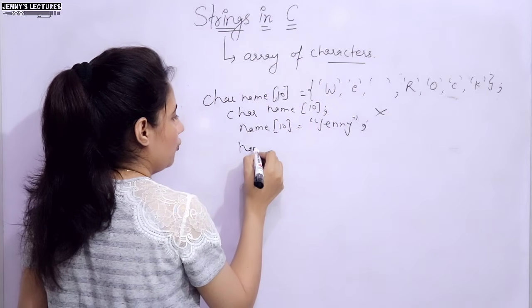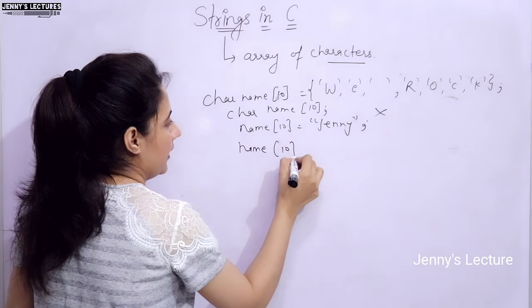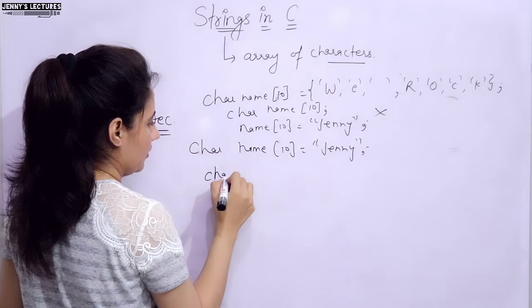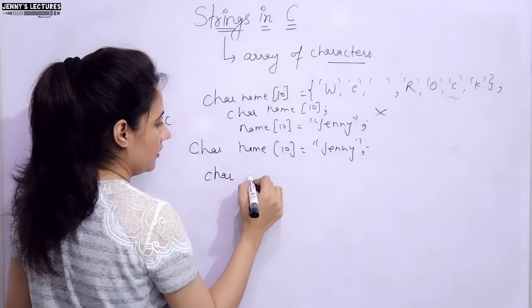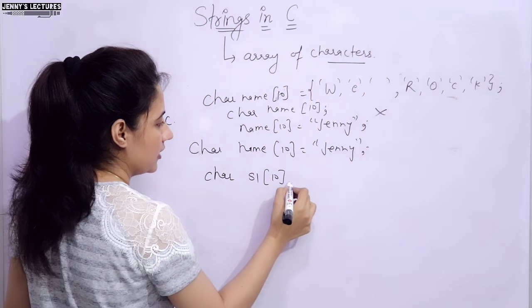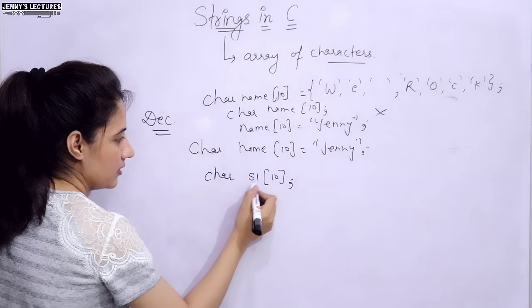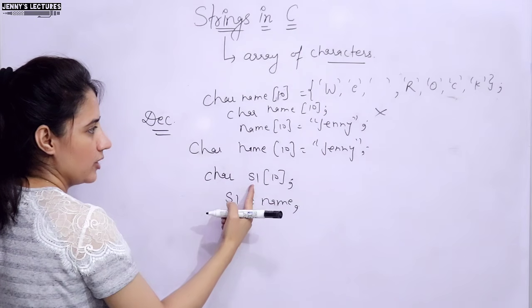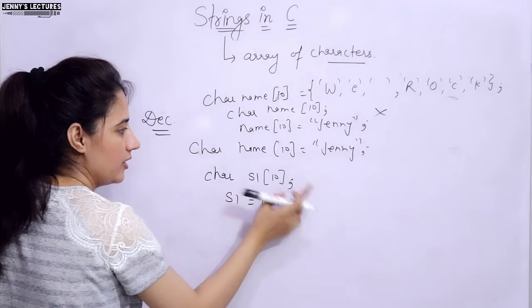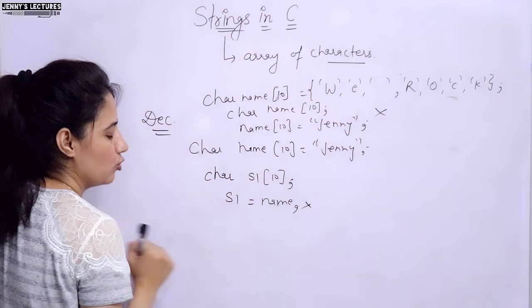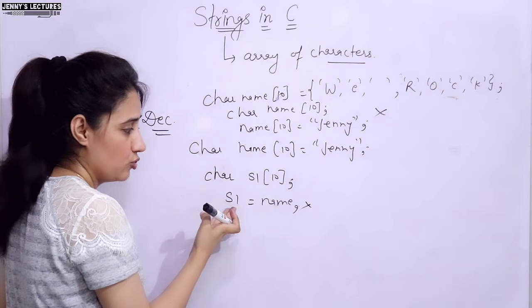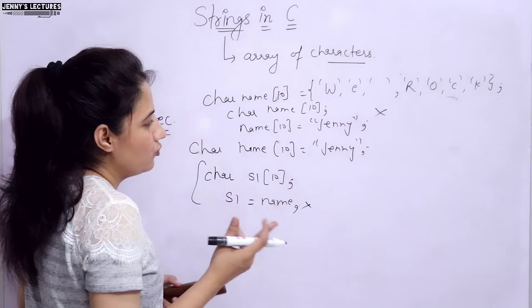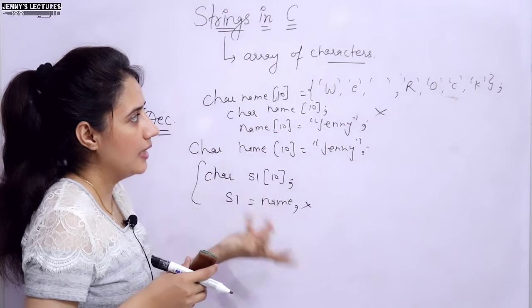Next is, if you want to do something like this, like name 10, and this is Jenny, and I'm writing char S1, same size 10, and I want to initialize S1 equal to name, because this is also a string, this is also a string. I want to copy whatever is in this string, that is Jenny, into S1. That is also not allowed. Because see here, S1 is like an array name, so we cannot put any array name to the left side of the equal to operator. You have to read a string, or initialize a string at runtime.